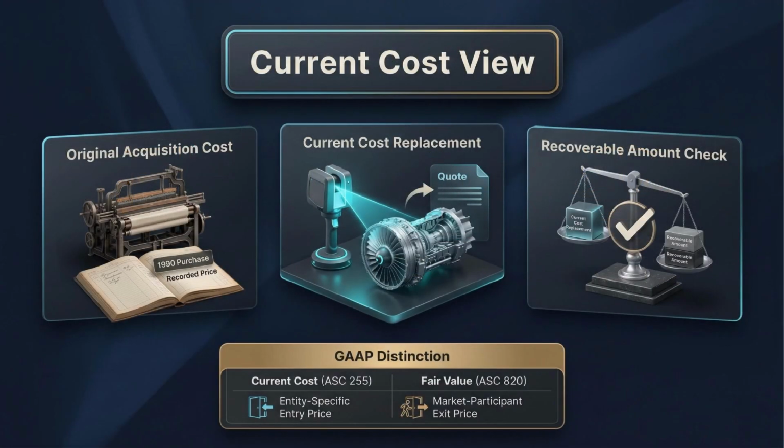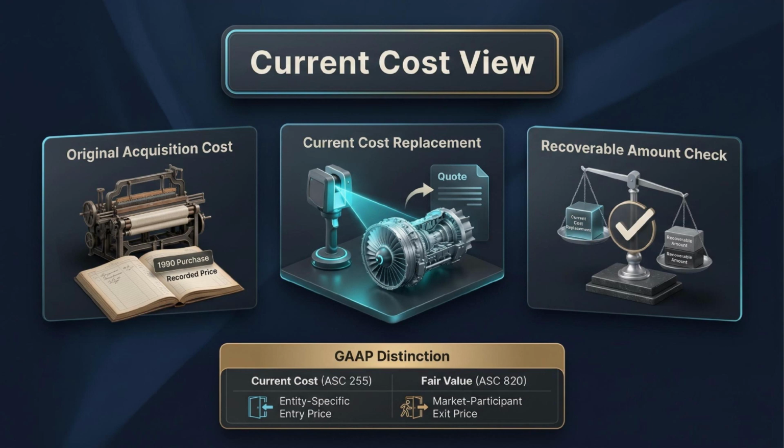Now move from general inflation to the current cost view. Current cost asks what it would cost today to acquire or replace the same or an equivalent asset. That is asset specific. It is not just a general price index adjustment. Also, do not confuse it with fair value under ASC 820. Fair value is generally an exit price idea from a market participant perspective.